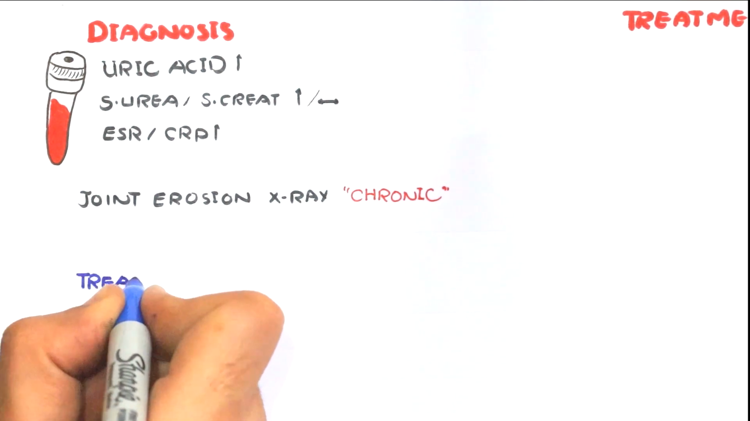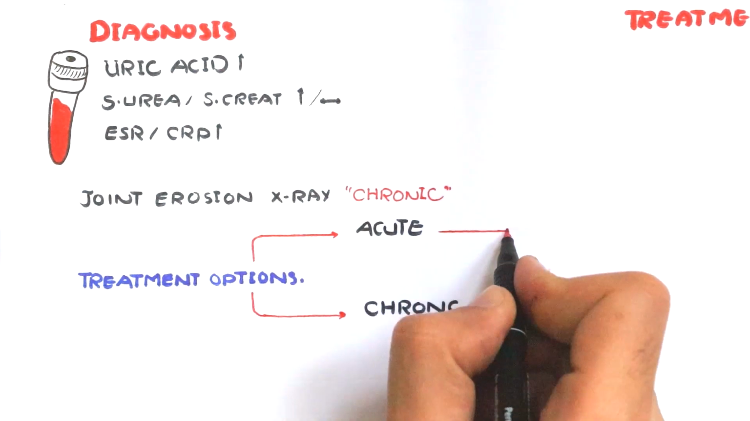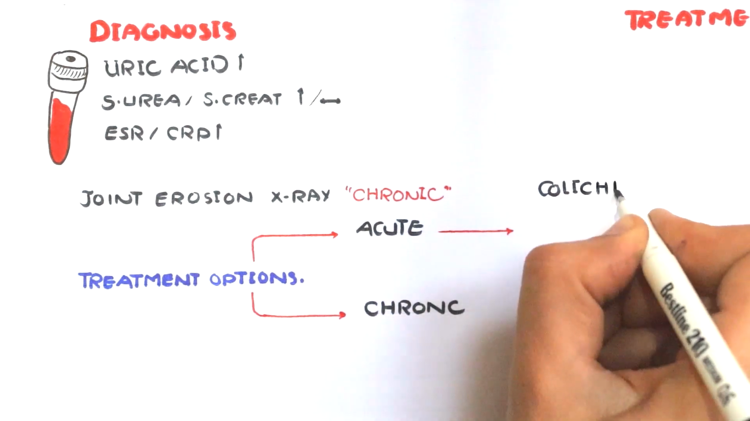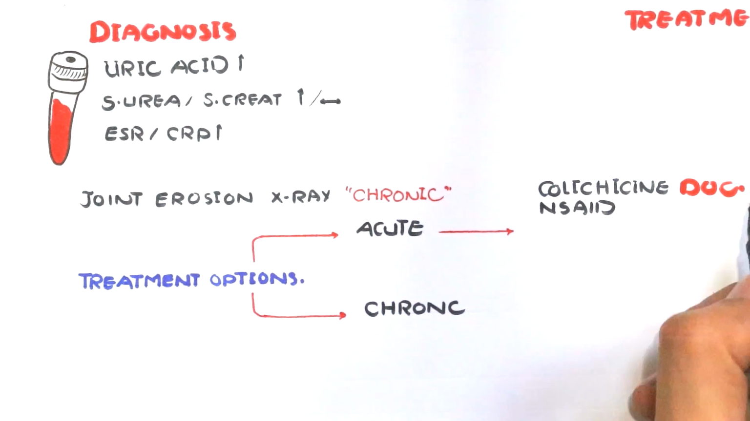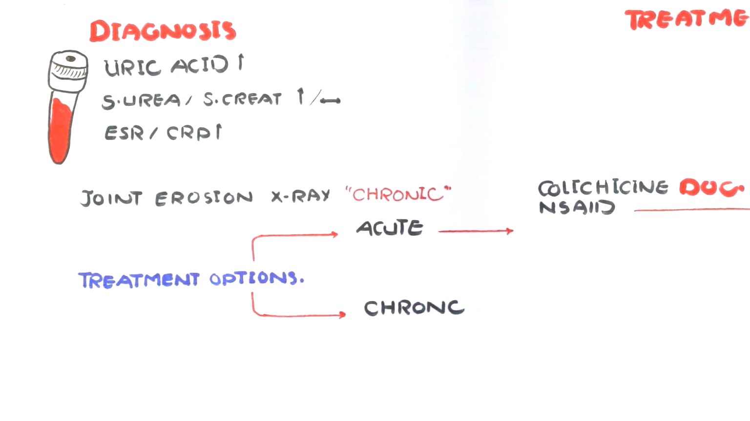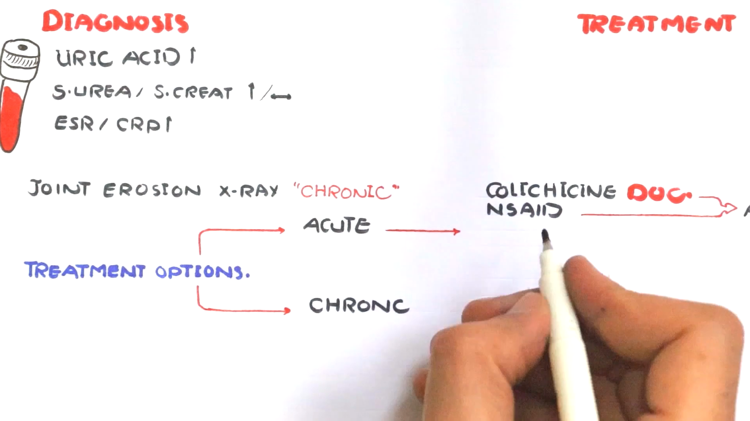Treatment options: acute or chronic. Acute cases are usually treated by colchicine, which is the drug of choice in acute gout. Non-steroidal anti-inflammatory drugs are an alternative. Both colchicine and non-steroidal anti-inflammatory drugs are avoided in renal patients. Renal patients are given steroids or anakinra.